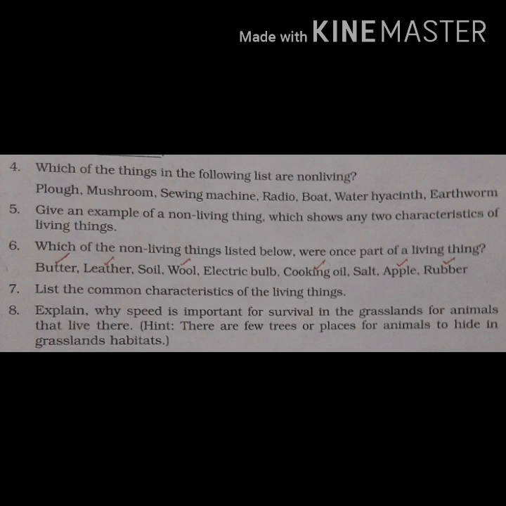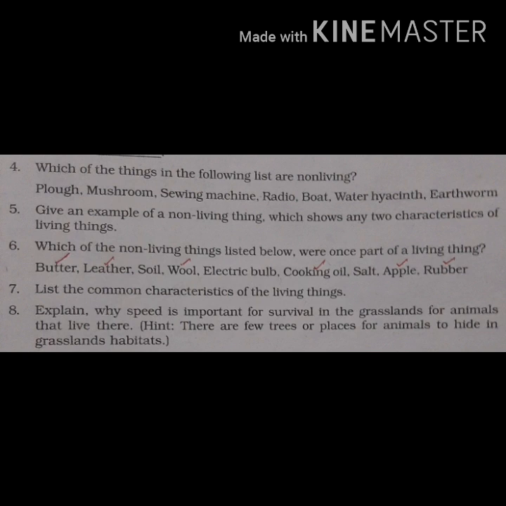Question number 8. Explain why speed is important for survival in the grasslands for animals that live there. Hint, there are few trees or places for animals to hide in grassland habitat. This answer I had asked you to write in the back of the notebook last week itself. So you may take that page and check your answer. If it is correct, put a tick mark. If it is wrong, please rewrite it.